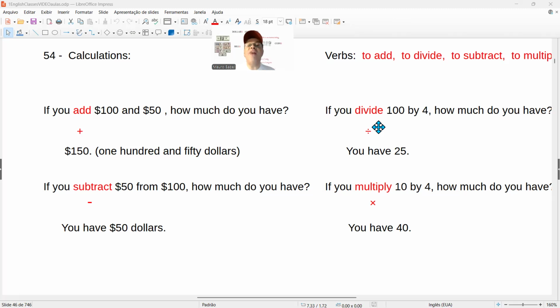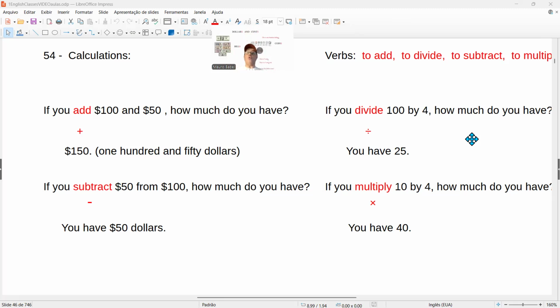Divide. Vamos lá, repeat. To divide. Again, to divide. One more time. To divide. All right. Let's conjugate. I divide. You divide. He divides. Regular S, right? She divides. We divide. You divide. They divide. Perfect. Perfect.